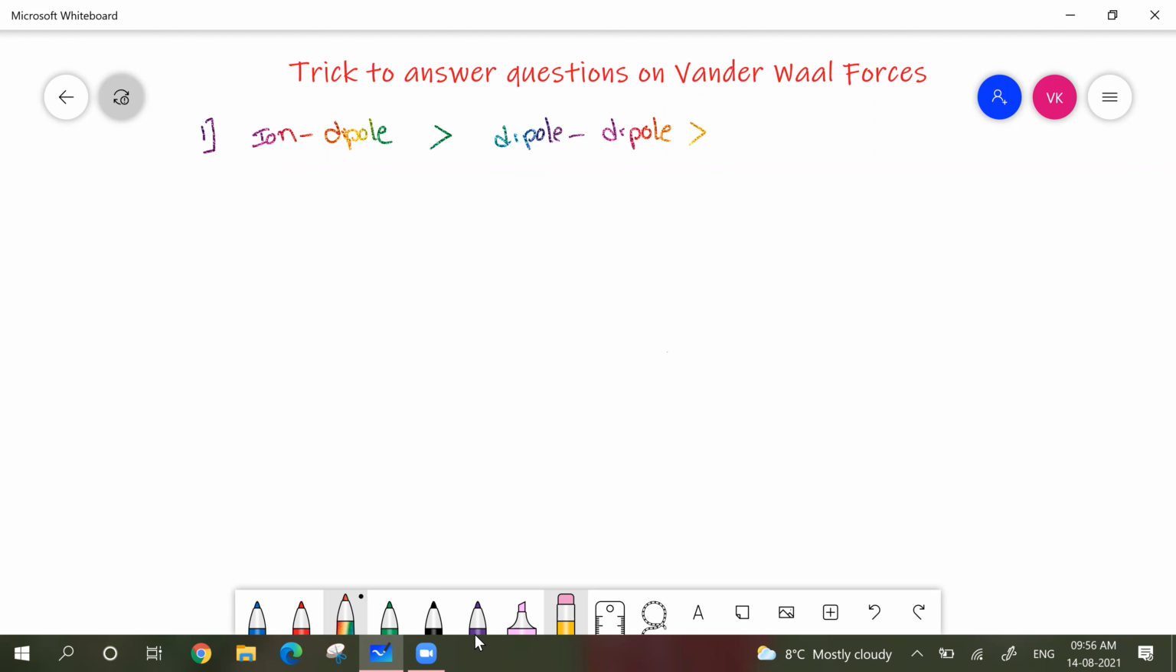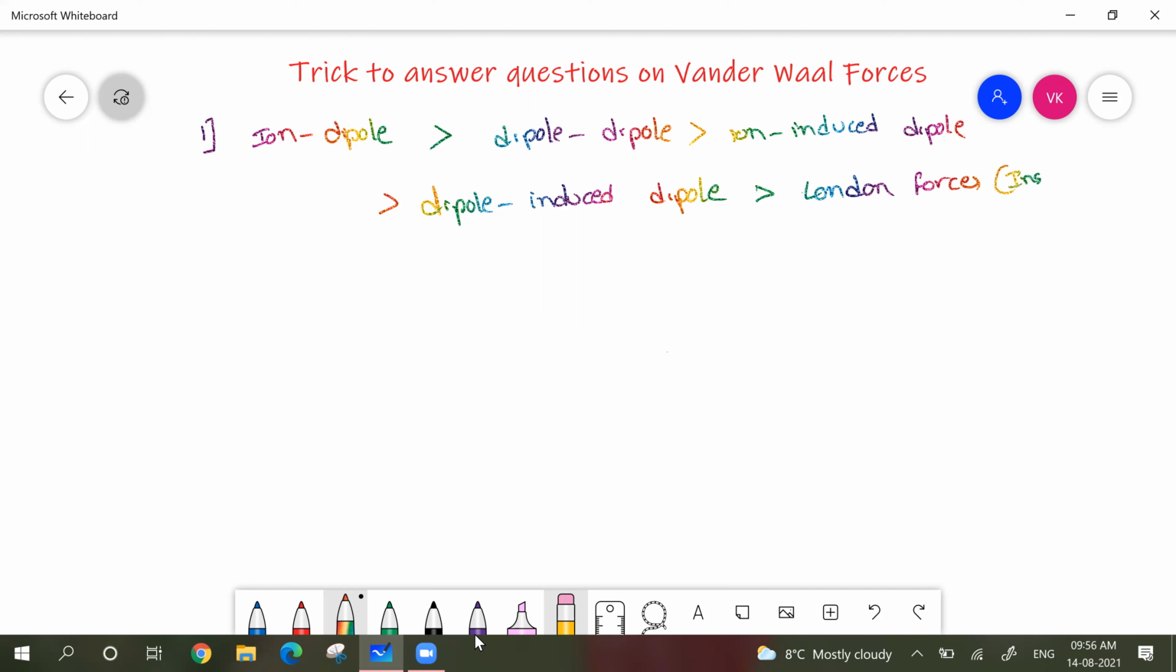which in turn is greater than ion-induced dipole, which is further greater than dipole-induced dipole, and finally London forces. London forces are also called instantaneous dipole and induced dipole. Students, these are the 5 van der Waals forces that we have.